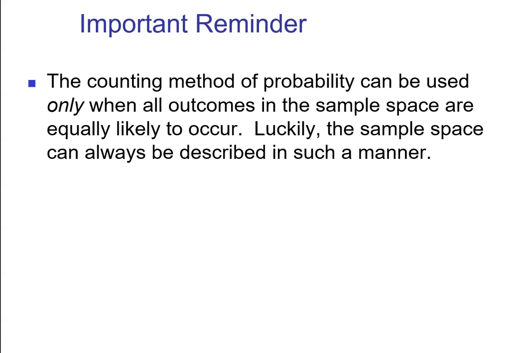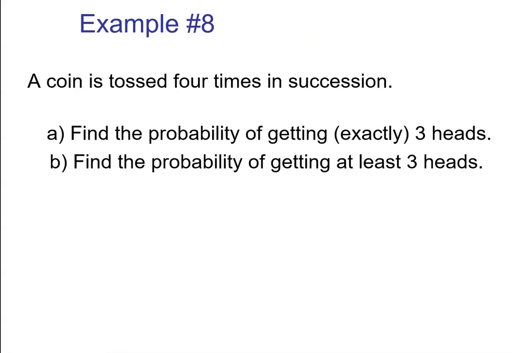The counting method of probability can be used only when all outcomes in the sample space are equally likely to occur. Luckily, the sample space can always be determined in such a manner. Okay, so let's talk about another example. A coin is tossed 4 times in succession. A. Find the probability of getting exactly 3 heads. B. Find the probability of getting at least 3 heads. Okay, so let's deal with the first one. Exactly.